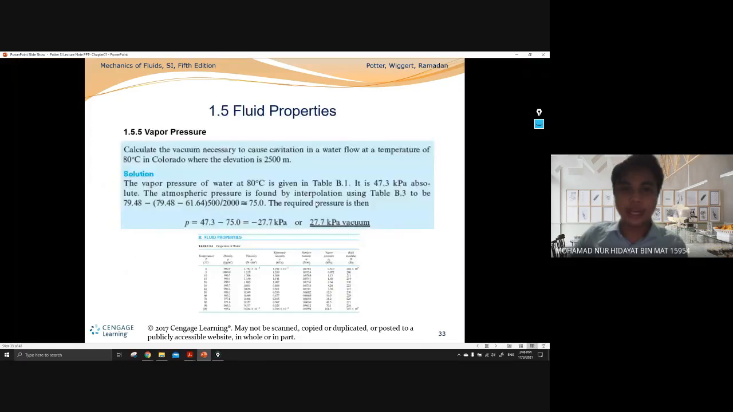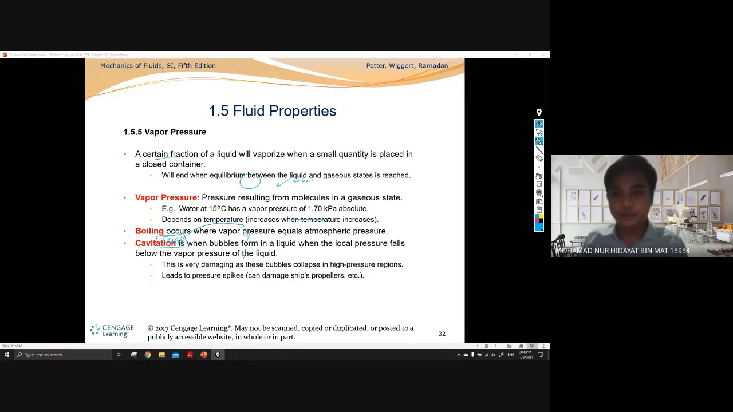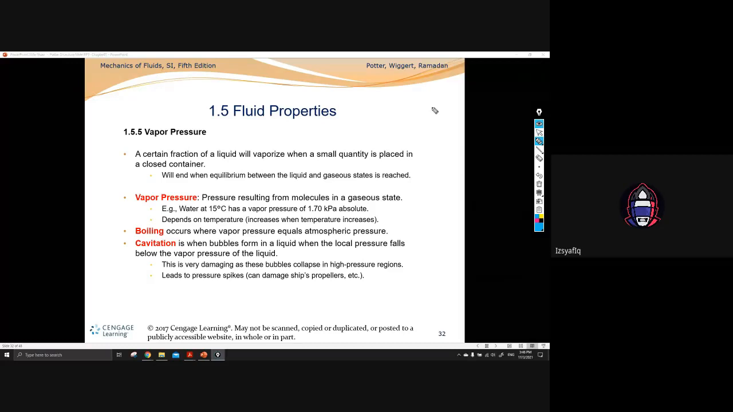Okay, the last part, we go to the vapor. I want you to understand what the vapor pressure is, because later on, in the next week, we're going to learn more detail about vapor pressure. So what is a vapor? What do you know about vapor? Contains both gas and air.